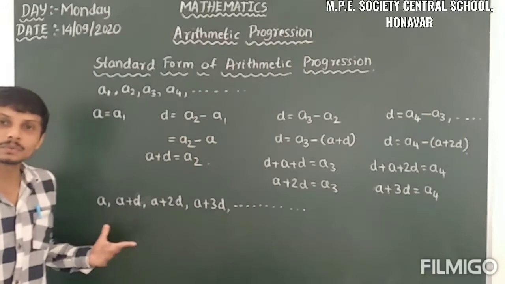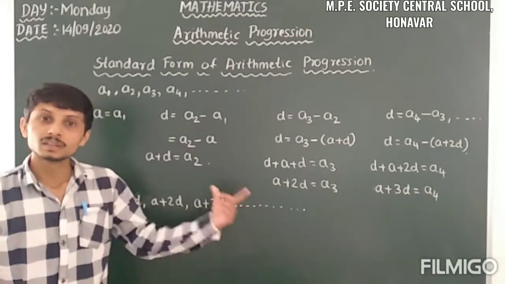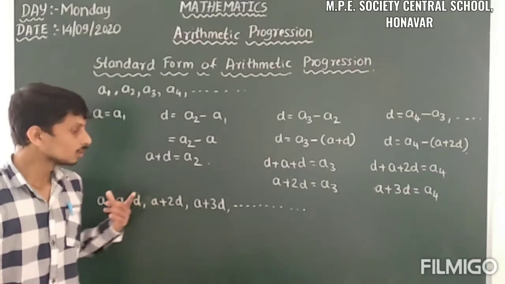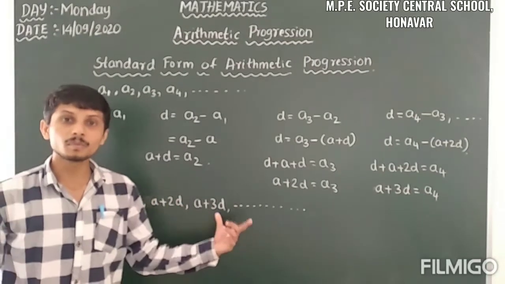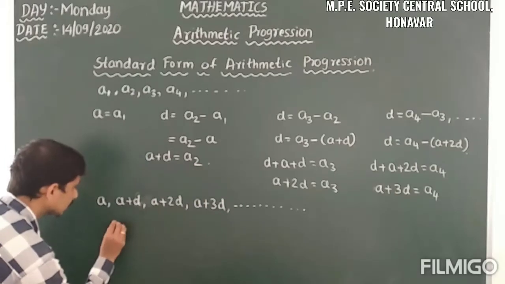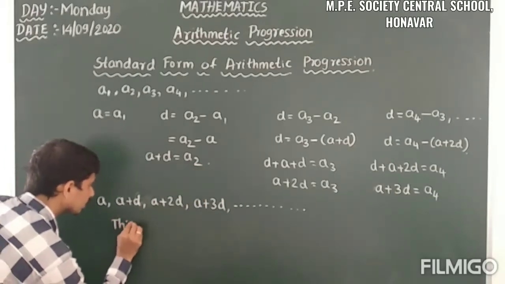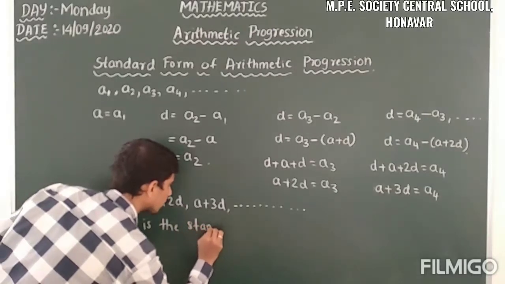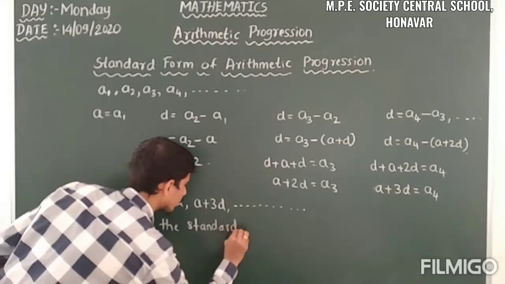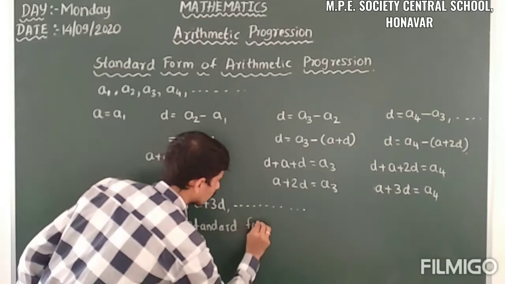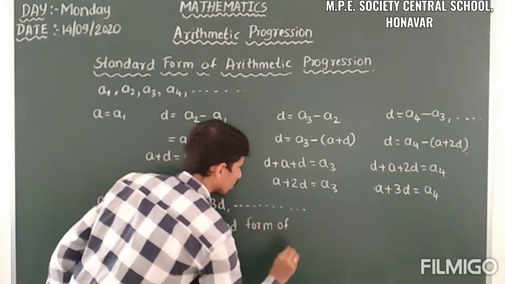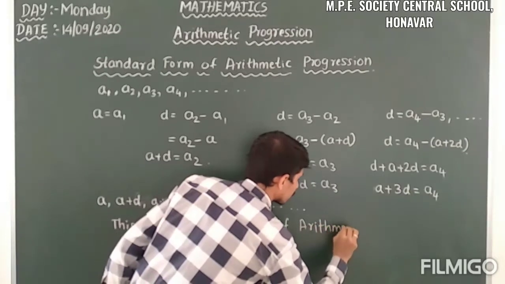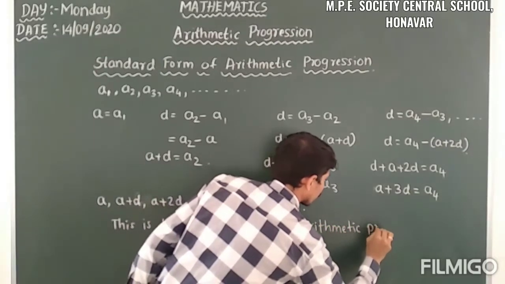So this is the original standard form of arithmetic progression.